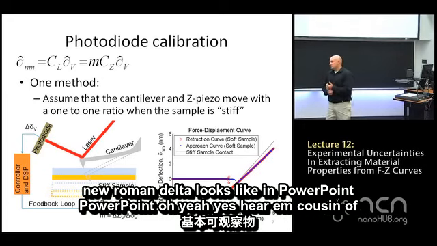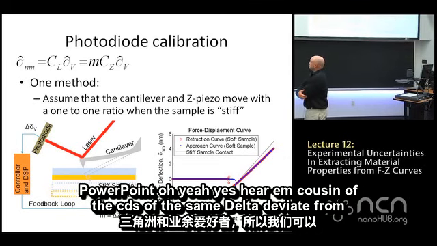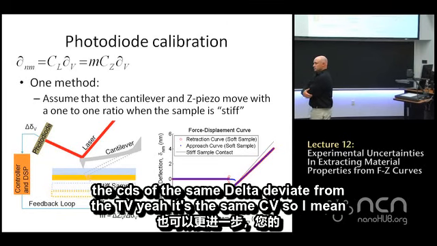In your M constant, is delta ZV the same delta ZV from the piezo calibration in the CZ term? Yeah, it's the same.